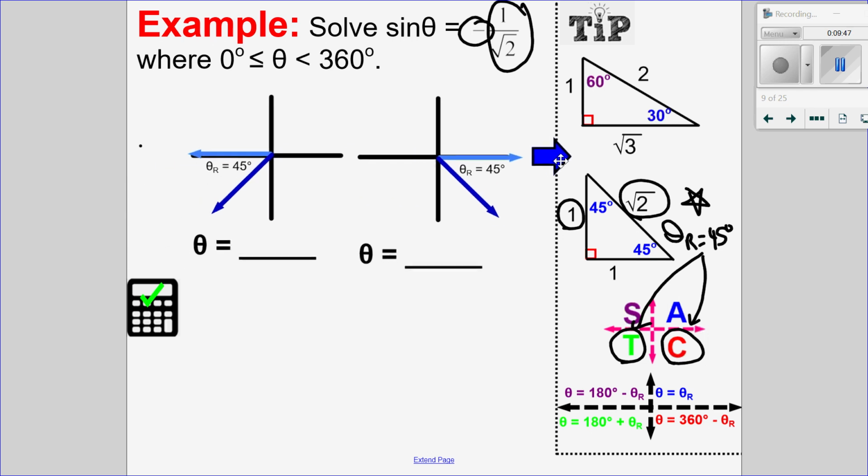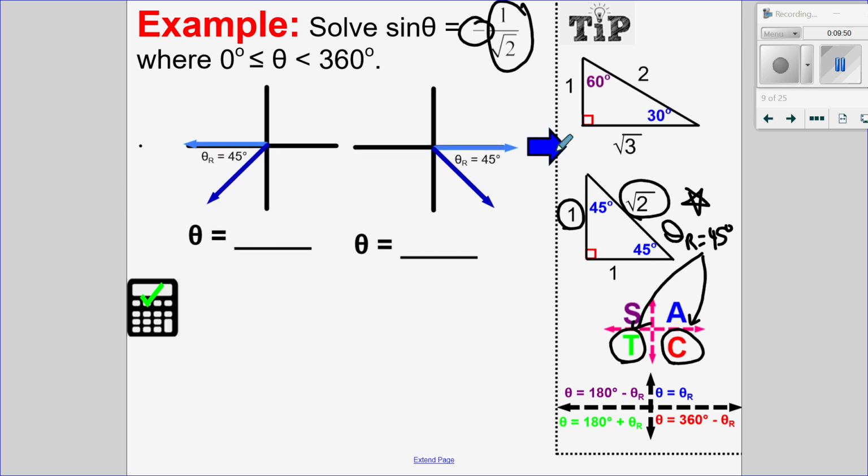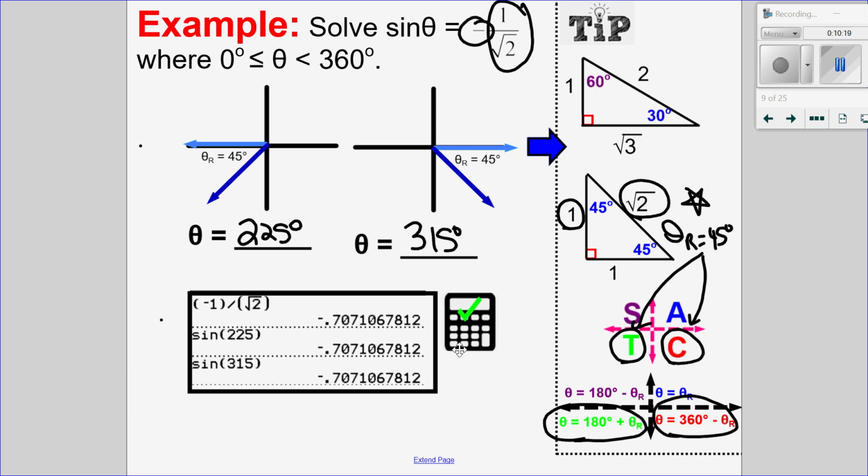So taking the 45-degree angle and placing it in quadrants 3 and 4. In quadrant number 3, I'm going to do 180 plus my reference angle. And in quadrant number 4, I'm going to do 360 minus my reference angle to get 315. So if I've solved this correctly, sine of 225 and sine of 315 will both be equal to -1 over root 2. So I can put that into my calculator and you can see that all 3 values are correct. So I know I did my answer correctly.